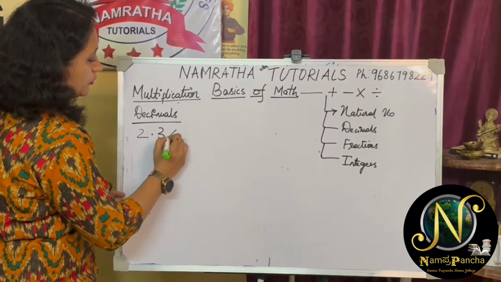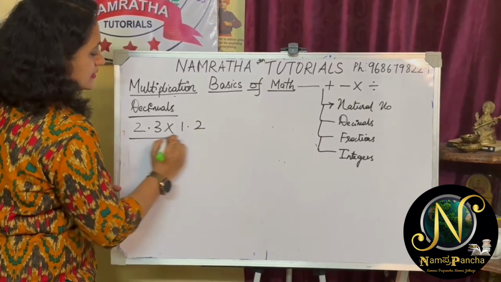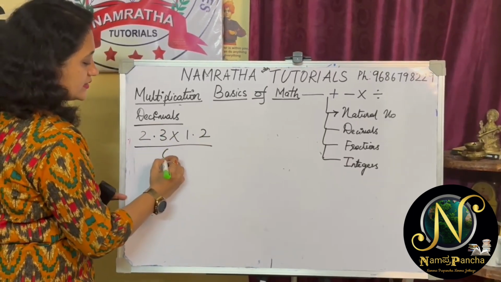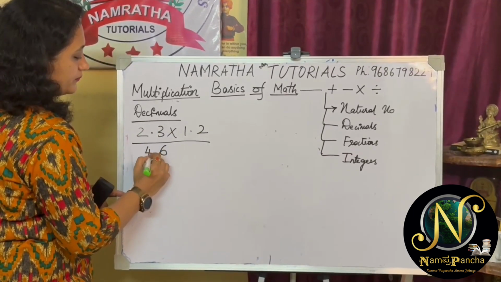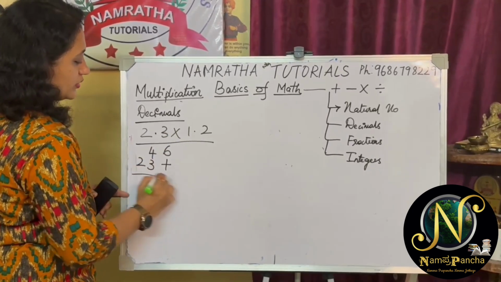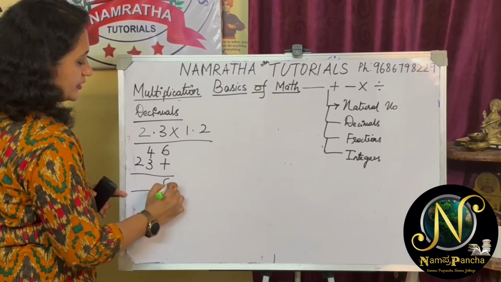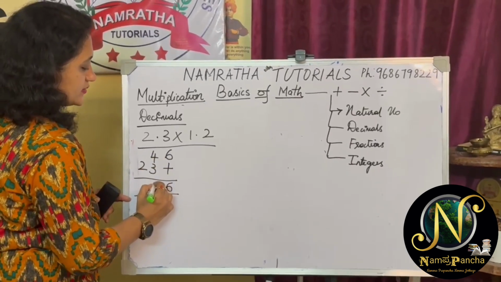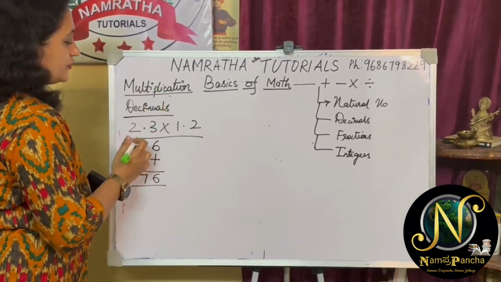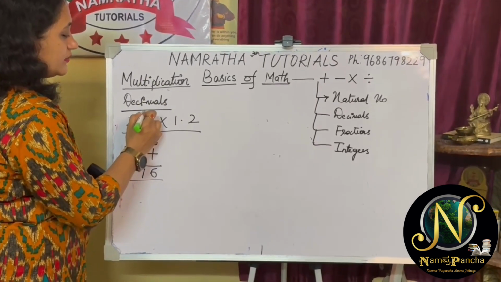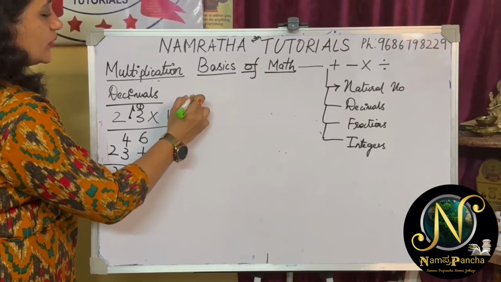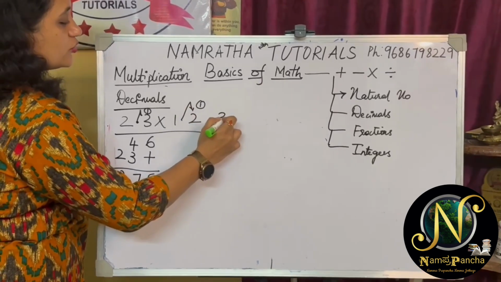If I have to multiply 2.3 into 1.2, same way as we did for natural numbers, we are going to perform the multiplication. So 2 3s is 6, 2 2s is 4, plus 1 3s is 3, 1 2s is 2. Now we are going to perform addition. So it will become 6, 4 plus 3 is 7, 2 plus 0 is 2. So now the main point of decimal will come here. Here after the decimal point there is one number. Same way here also after the decimal point there is one number. So 1 plus 1 is 2.